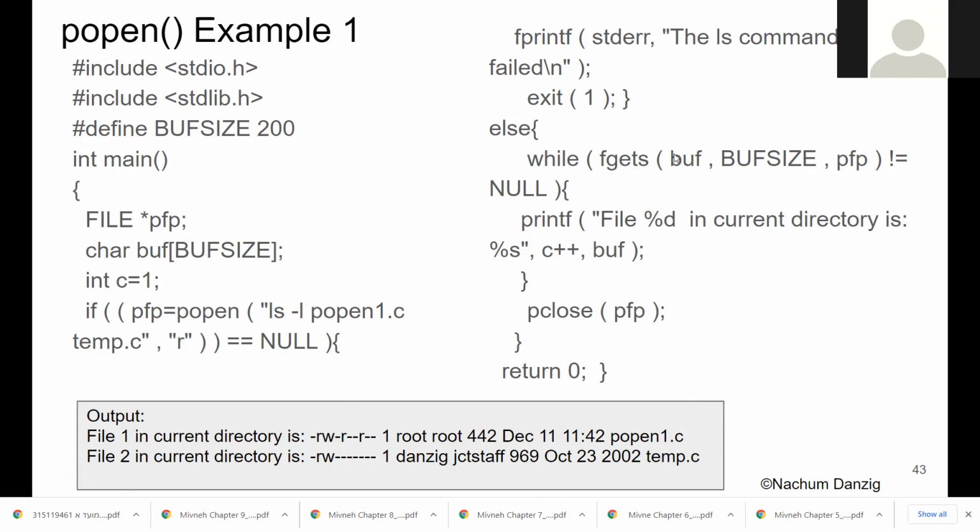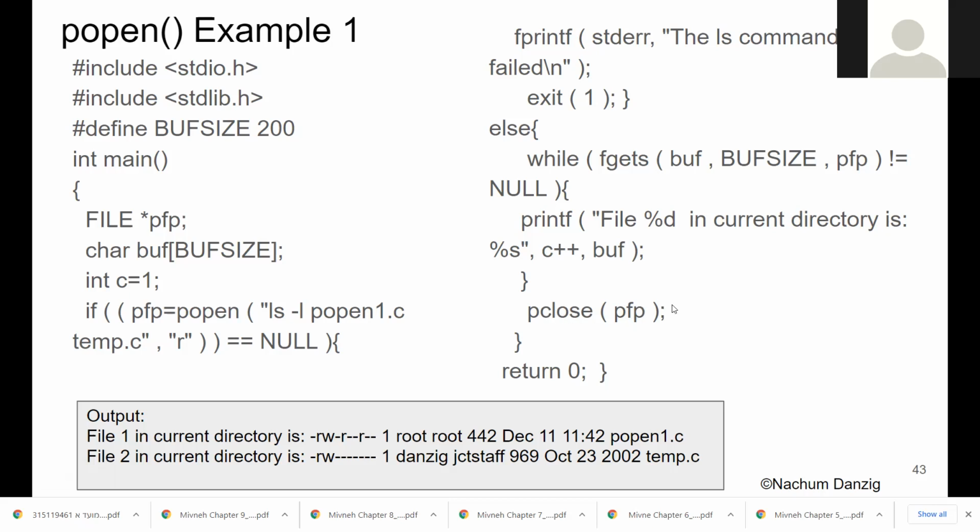Each time I do an fgets, I'm going to get 1 more line of the ls command. And then once there's no more lines, I'll get null. The loop will finish, and I do pclose. pclose works with popen, obviously. In other words, you don't just do close on it, you do pclose. I'm finished with this pipe.